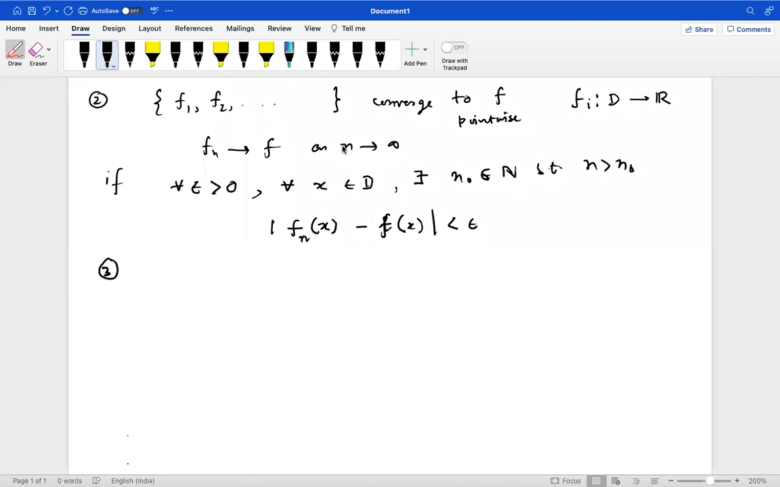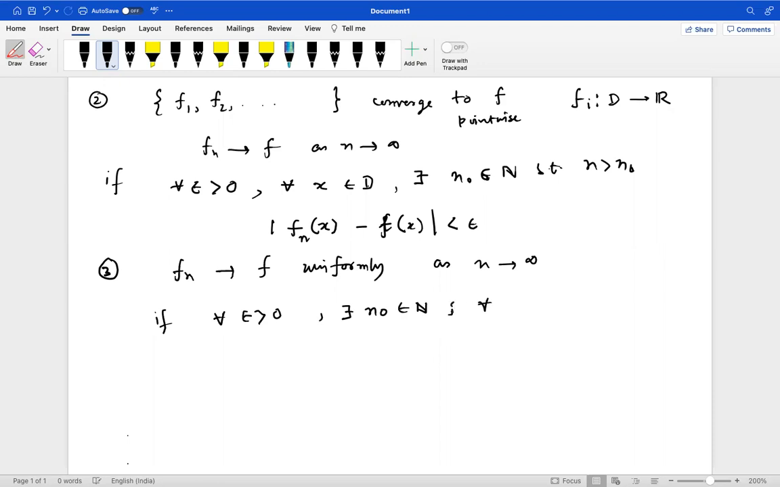But what is the uniform convergence of the function? Again, fn tends to f uniformly as n tends to infinity, if for every epsilon positive, there is an n0, so we just interchange the n0 part and x. There is an n0 such that for all x belongs to D this happens. We can choose x after choosing n0. This is called uniform convergence on D, uniformly on D. So these are the ideas of uniform convergence.